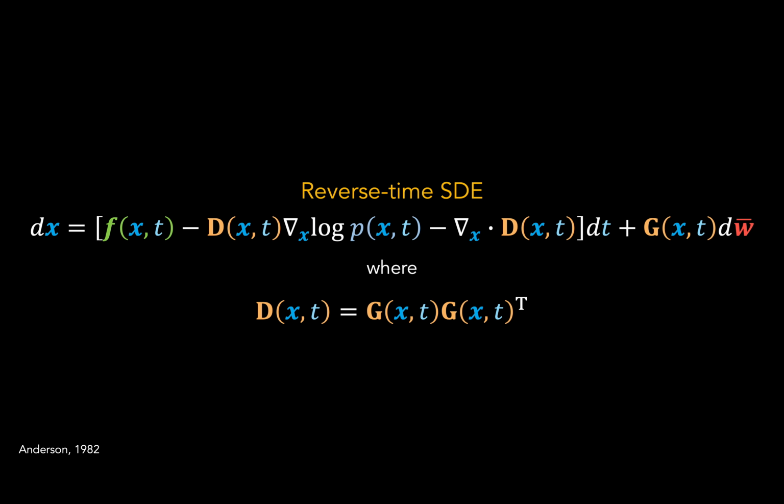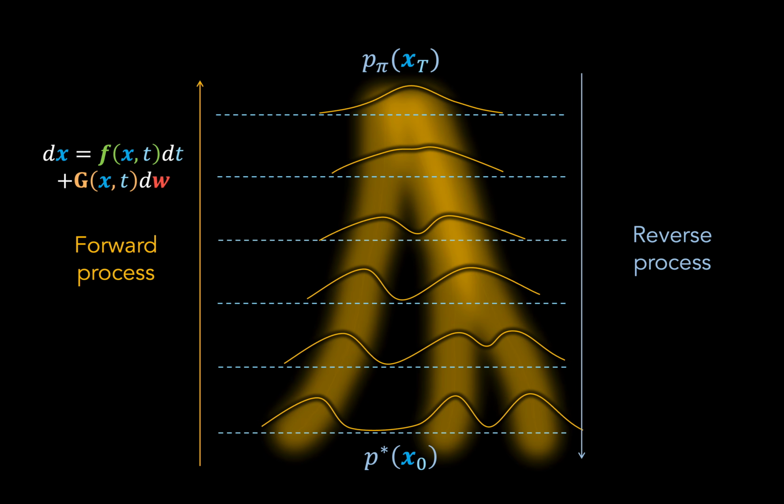To understand why this equation is so important, recall that since the Ito process is stochastic, we have a probability distribution over x that evolves with time. And in a diffusion model, this evolution is designed such that it transforms our data distribution to the base distribution. Now, remarkably, there exists a second Ito process whose probability density evolves in the exact opposite direction, retracing our steps back from the base distribution to our data distribution.